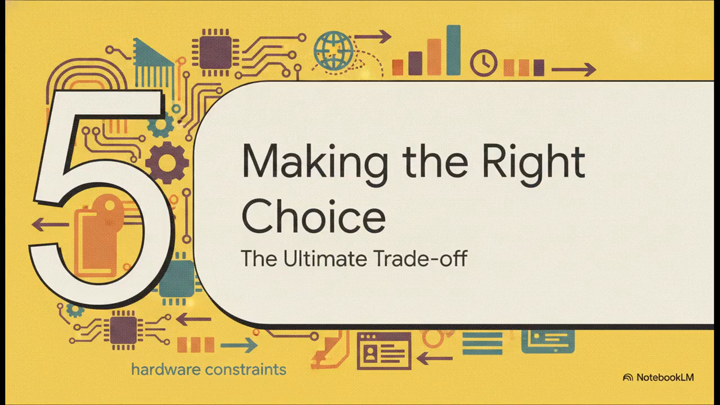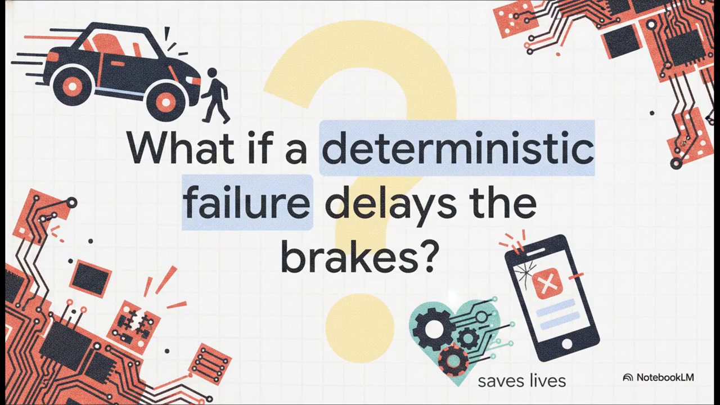Section 5. Making the right choice, the ultimate trade-off. So the crucial point here is how development teams actually select one of these blueprints in the real world. It's all about balancing strict hardware constraints against intense real-world demands. Let's ground all this technical jargon back in a very harsh reality for a second. What happens when a deterministic scheduling failure means an autonomous vehicle doesn't hit its brakes fast enough?